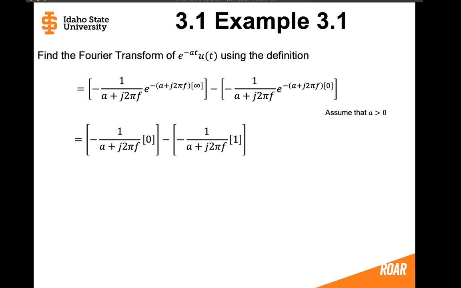And if we do that, we can see that e to the minus infinity will evaluate as equal to 0, and e to the 0 evaluates as being equal to 1, which is going to give us this as our frequency spectra. So the Fourier transform of e to the minus at u(t) is going to be 1 over a plus j2πf.